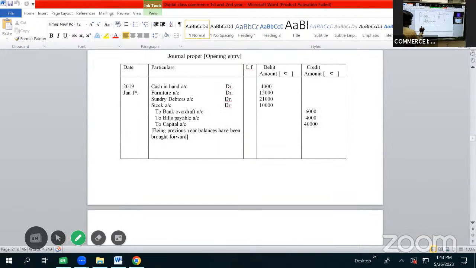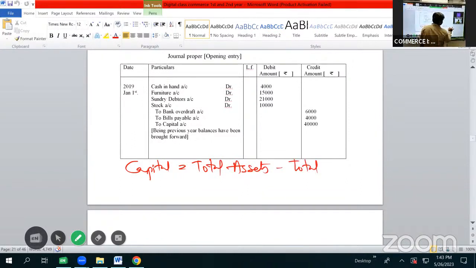So here we'll be writing it as capital equals to total assets minus total liabilities. So how do we get the total assets? We'll be adding all the debit amounts: 20 plus 1, 30 plus 1, 10, 40, 45, 50. So the total asset is 50,000.